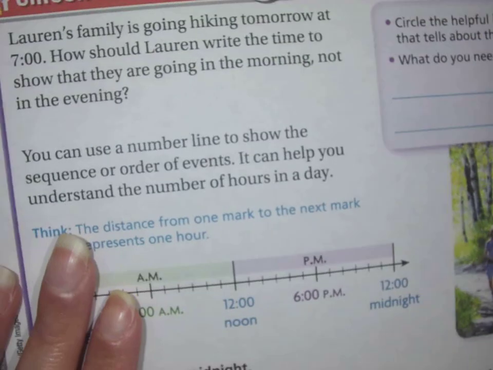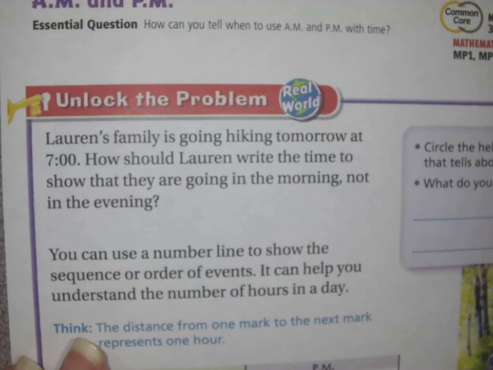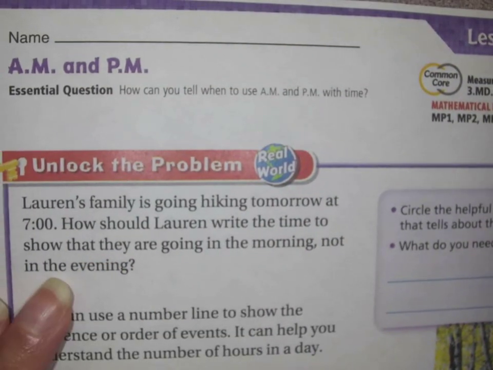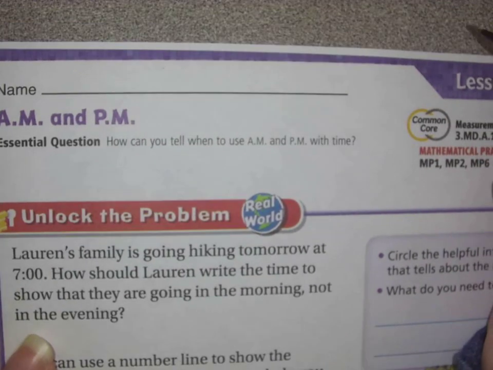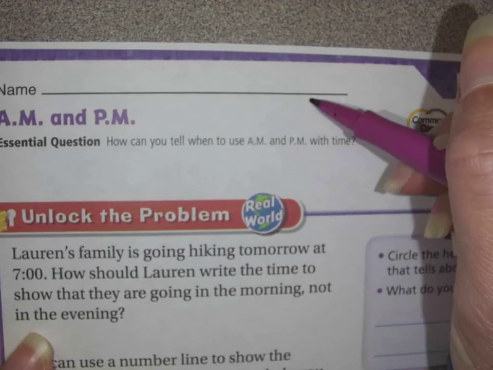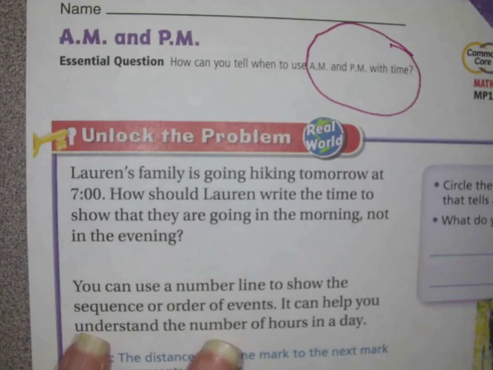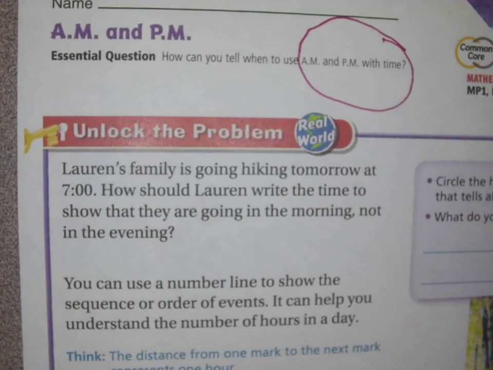All right, the next thing we're going to do, we're going to decide when we can tell if we are using AM or PM with time. How can you tell when to use AM and PM with time? Let's look at this word problem. Lauren's family is going hiking tomorrow at 7 o'clock.